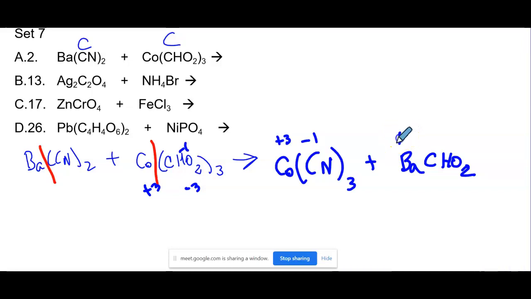All right, then barium is a +2, and that's an easy one because barium doesn't have a roommate. And we already know CHO2 is a -1 from our ion sheet. I know barium's a +2 from my ion sheet, so I crisscross reduce that one, so that means the 2 goes here and the 1 goes down. Let me give you a moment to see if you have any questions before we balance.